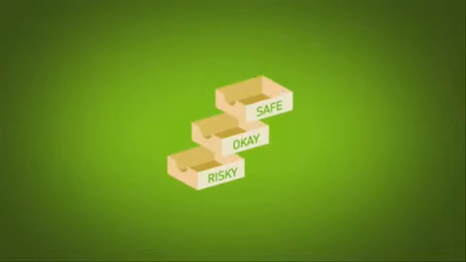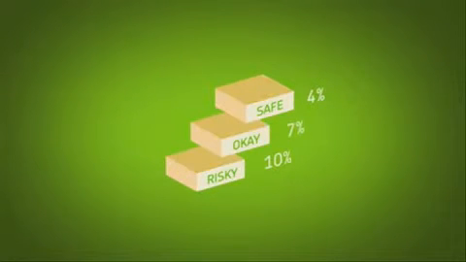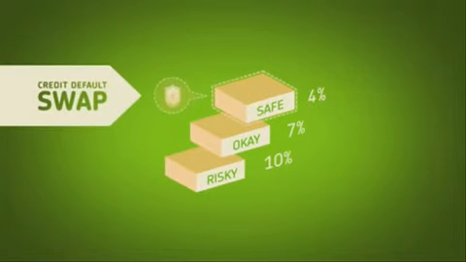To compensate for the higher risk, the bottom tray receives a higher rate of return, while the top receives a lower, but still nice return. To make the top even safer, banks will insure it for a small fee called a credit default swap.